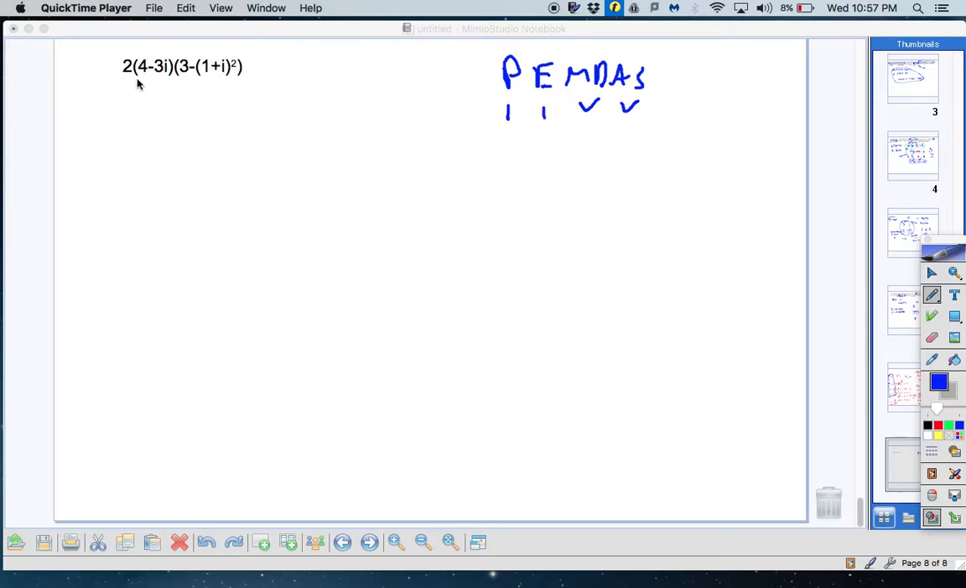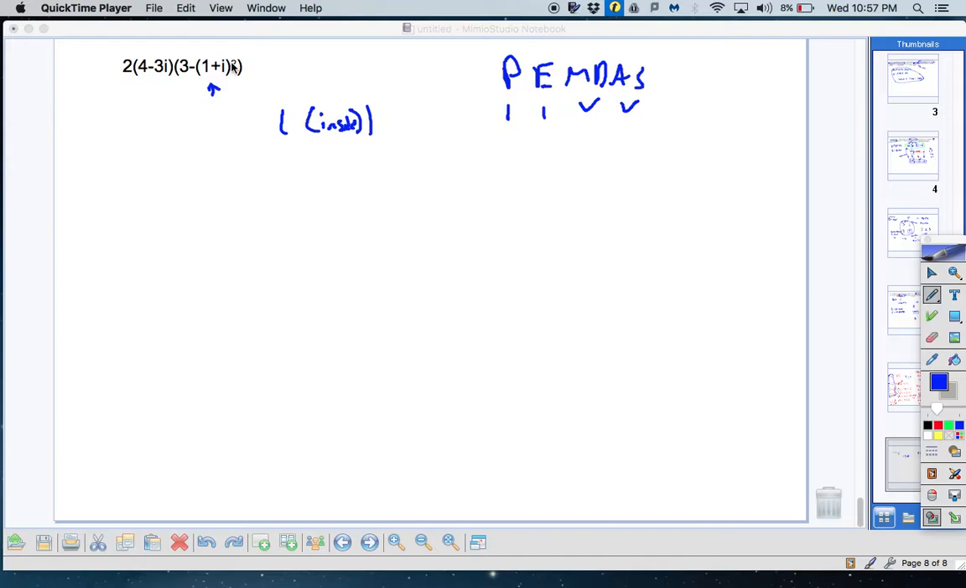So here's my problem. It says 2 parentheses 4 minus 3i parentheses 3 minus more parentheses 1 plus i parentheses squared, another parentheses. So the first thing I have to do is parentheses, and we work inside out. So we always do what's most inside, and then we keep working out from there when we have more than one set like we do here. So the most inside is right here. So the first thing I want to do is 1 plus i. Well, of course I can't do 1 plus i because those aren't like terms.